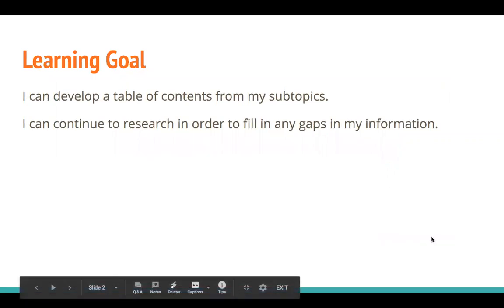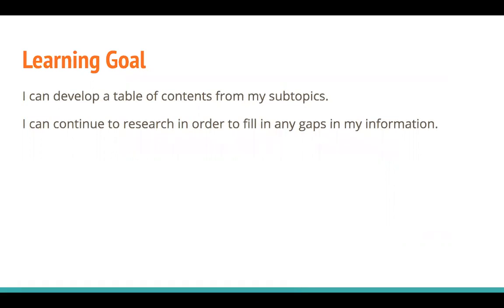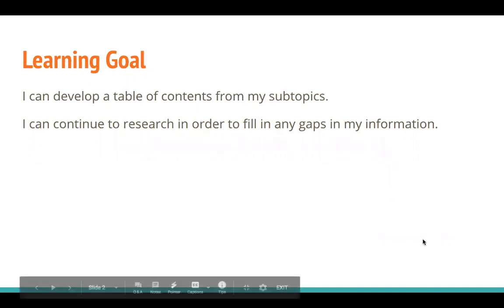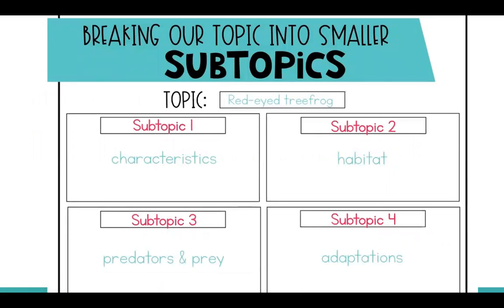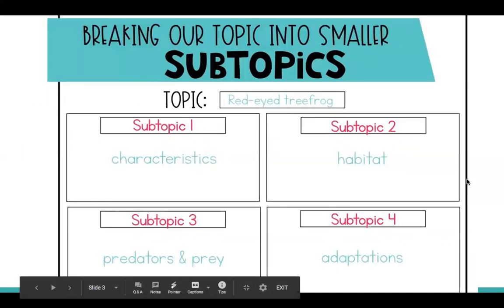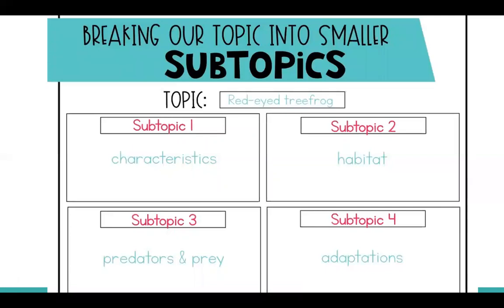All right, so today's mini lesson, our goal is to be able to develop a table of contents and continue to do some research to further gather information on your topic. So here is just a reminder of my subtopics, and you guys should have completed this chart for yours. And you're going to want to pull up your subtopic organizer to help you with this activity because it just helps get this through a lot quicker.